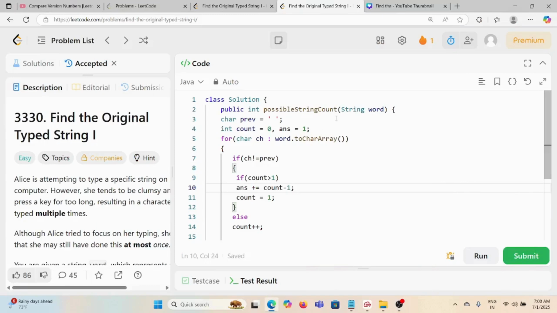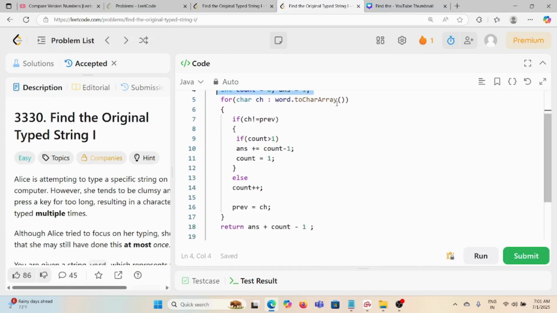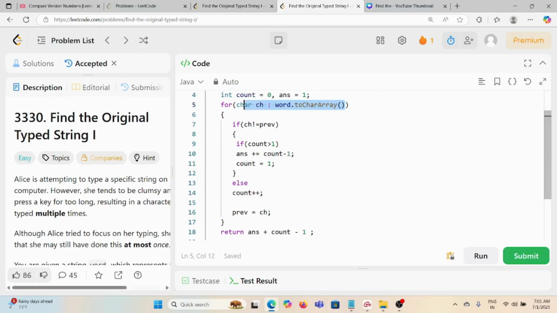So this is my code here. See here, I have defined this character previous equal to initially an empty character, and count equal to 0 and answer equal to 1. Now what we are doing is traversing through this word array, and we are checking here if ch is not equal to previous, which means there is a mismatch, a new character has been started different from the previous.